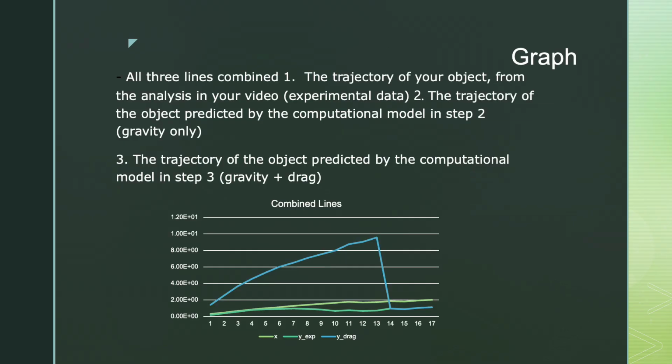Here we have the graph of the three combined trajectories. The blue line is the trajectory of the drag, and the light green line is the trajectory of the object from the analysis in the video experimental data. And then the dark green line is the trajectory of the object predicted by the computational model, which is the gravity only.